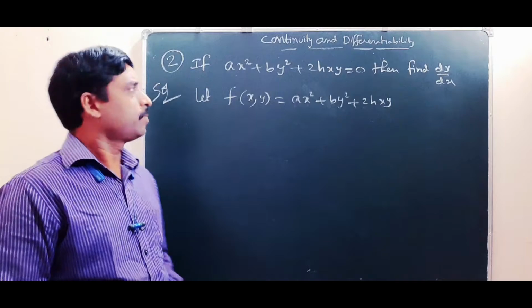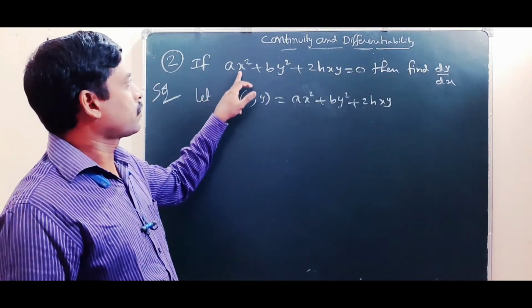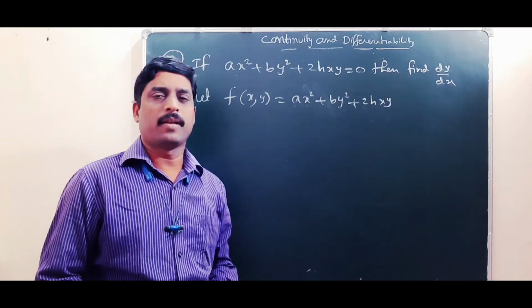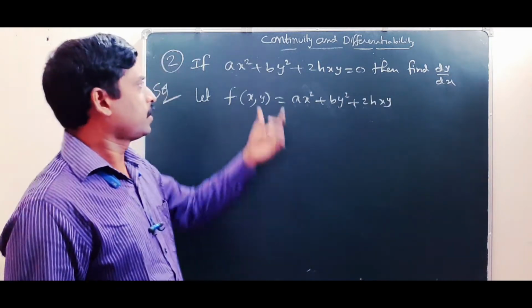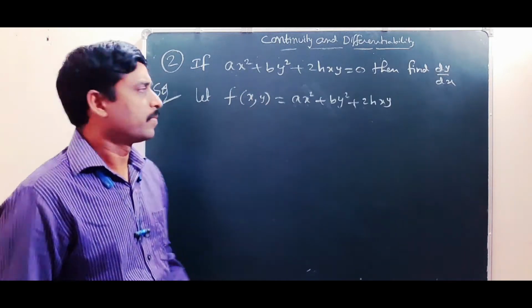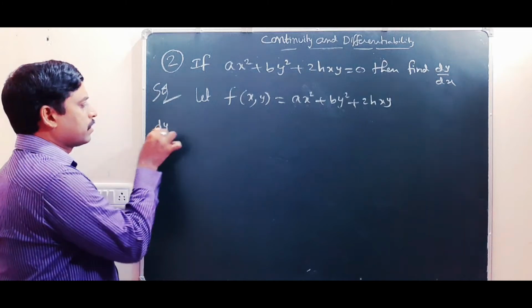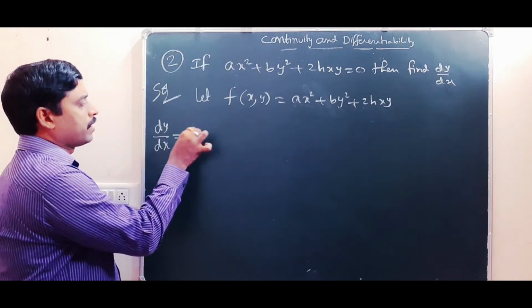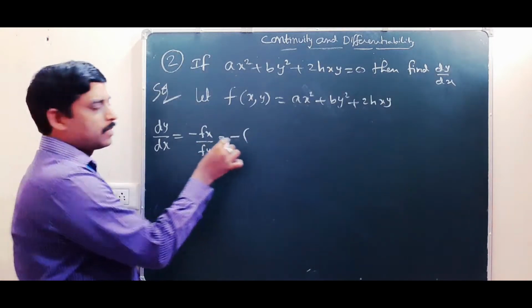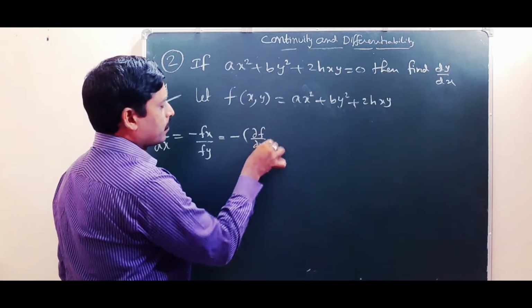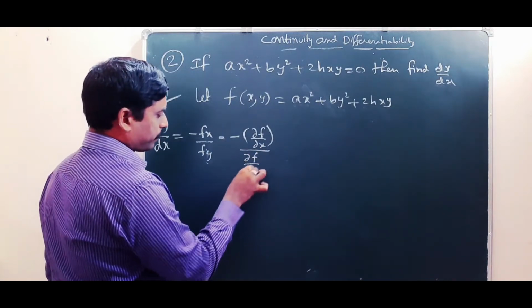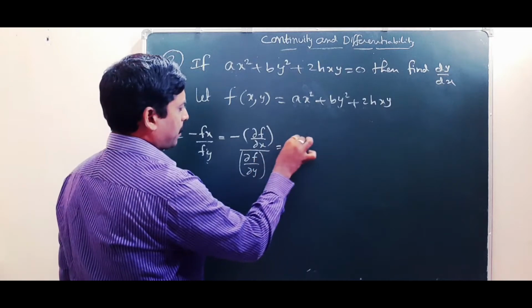Let us go to the next problem. So what is given? ax square plus by square plus 2hxy equals 0. Then we have to find dy by dx. Okay, given the statement, let us take f as a function in x and y. For dy by dx, we have one formula: minus fx by fy. So fx means dou f by dou x, and fy means dou f by dou y. This is the direct formula, minus of.